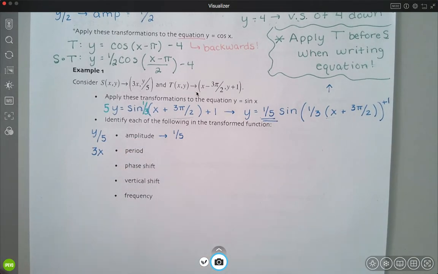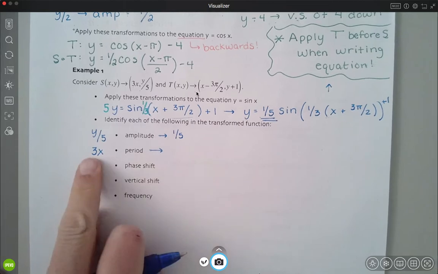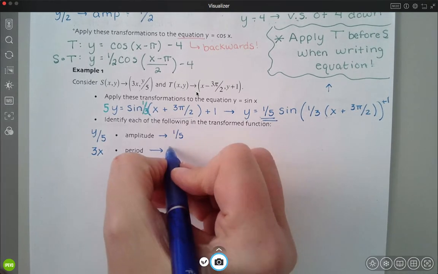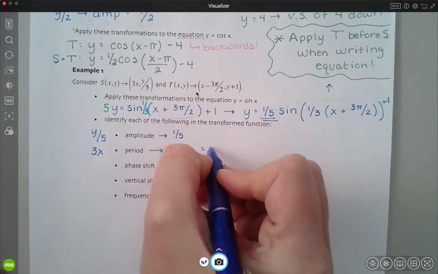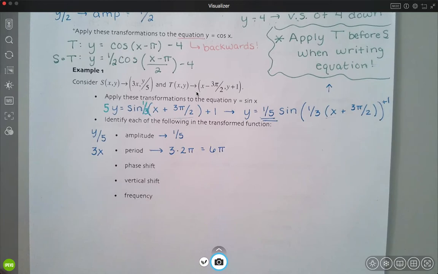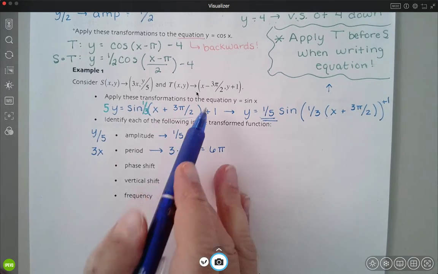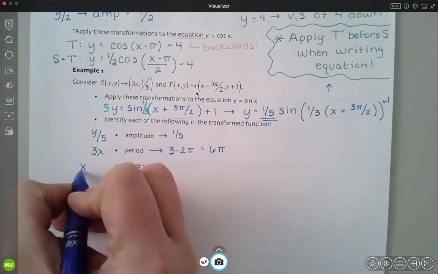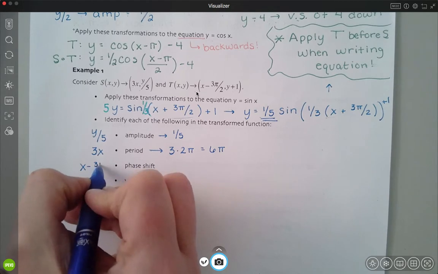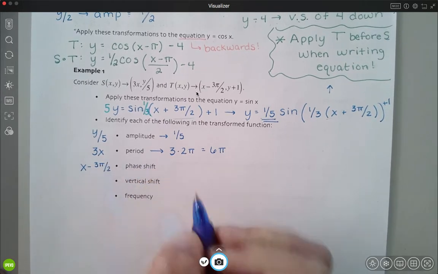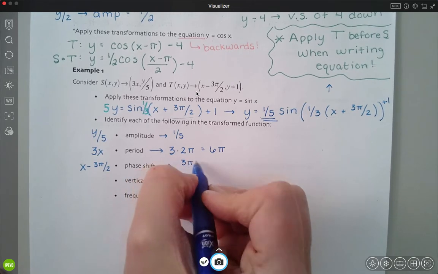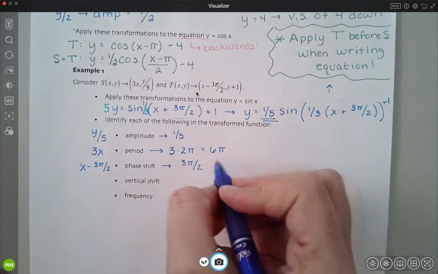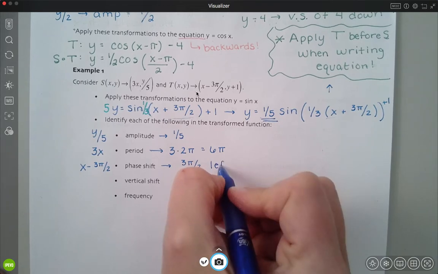The period comes from the fact that I have a 3x there. Okay, so the period, this is saying though what's happening to the period in the original period is 2 pi. So it's really going to be 3 times 2 pi, which means my new period would be 6 pi. Phase shift would be the x minus 3 pi over 2 that I'm looking at. And so for my phase shift, I would say we're moving 3 pi over 2, and because this is subtraction, it would be to the left.